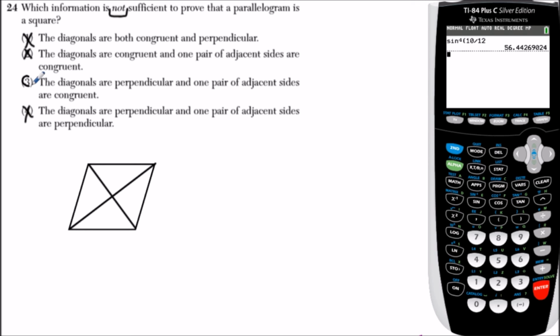But why is 3 not enough information? Well, remember, it's good to be able to come up with counterexamples to these questions, which in this case helps us answer the question. If we looked at a rhombus, the diagonals are perpendicular and one pair of adjacent sides are congruent. In fact, all the pairs of adjacent sides here are congruent. We see how a rhombus is not a square because the angles at the corners are not 90 degrees. So choice 3 is our solution to question 24.